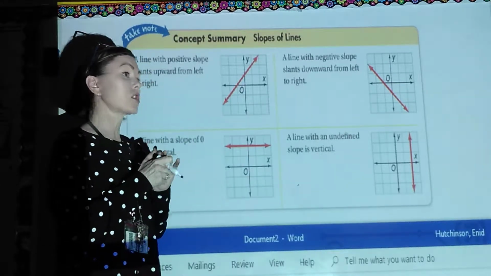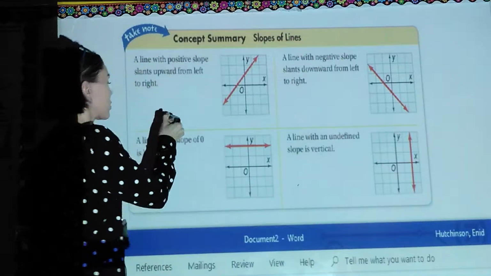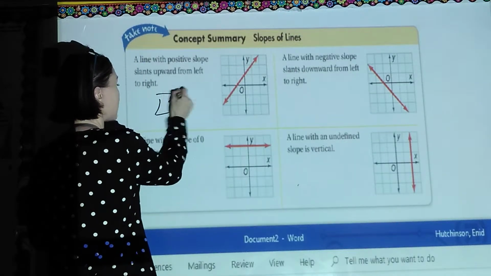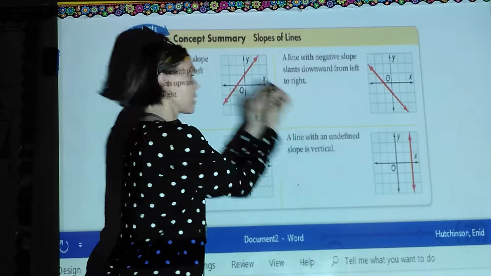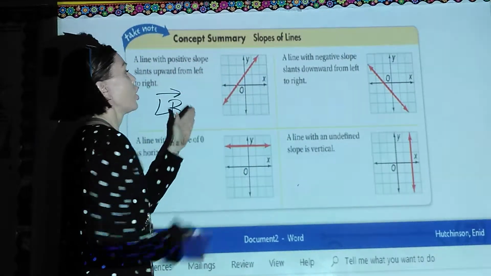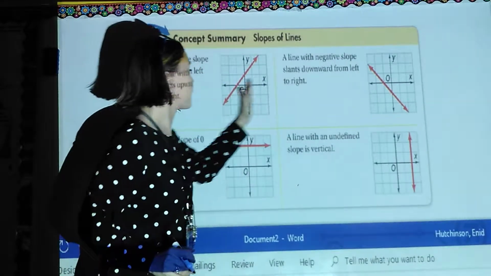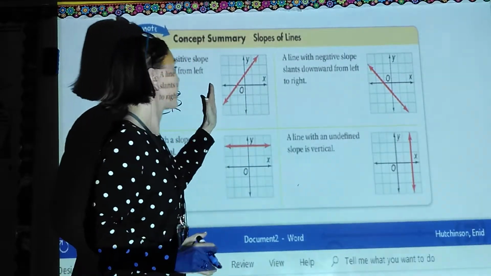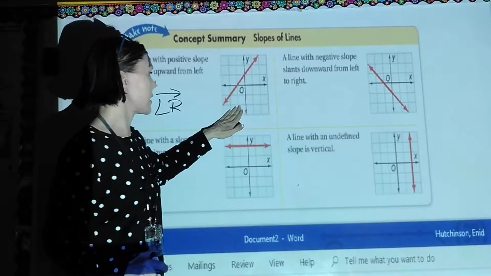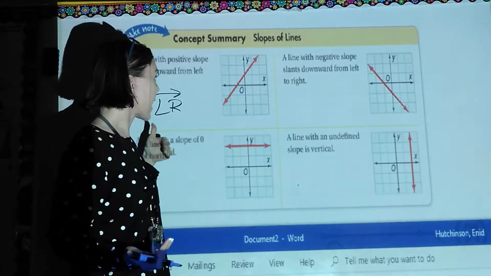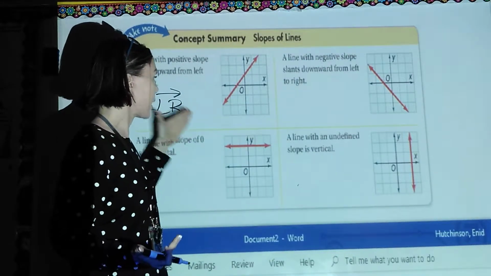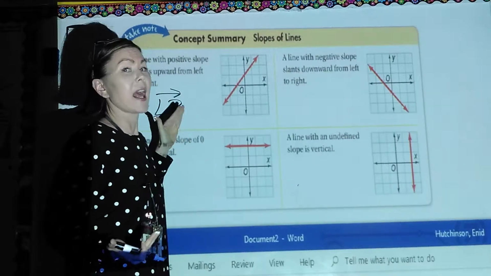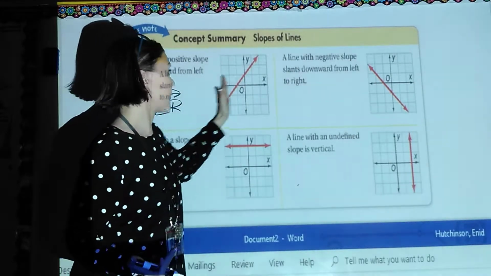And what students don't know is that we actually read graphs from left to right. Just like we read a book from left to right, we read graphs from left to right, meaning what is happening in this graph when we go from left to right. So here I see this red line, okay? And I have to ask myself, when I'm looking at this red line, what is happening to the red line as I read the graph from left to right?